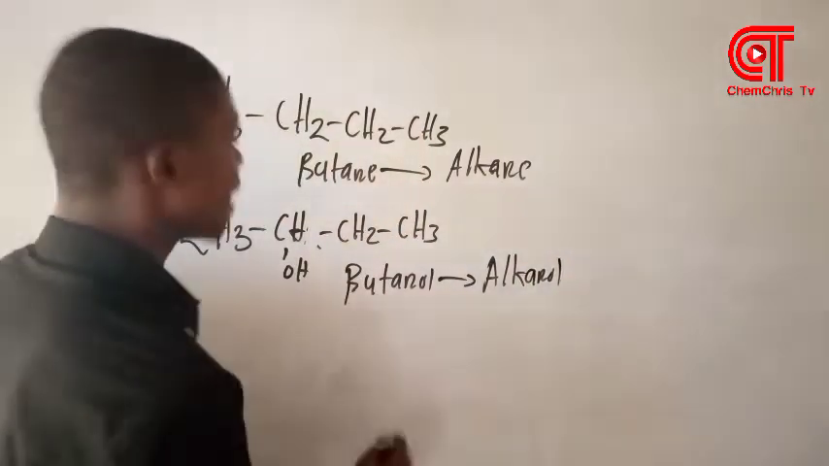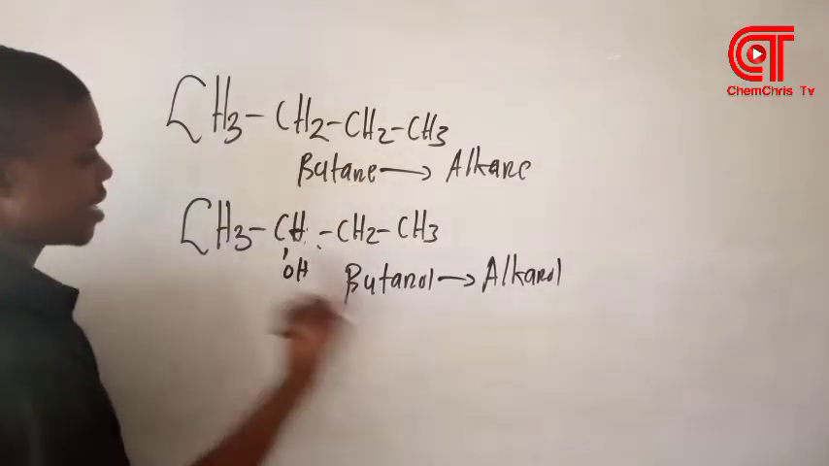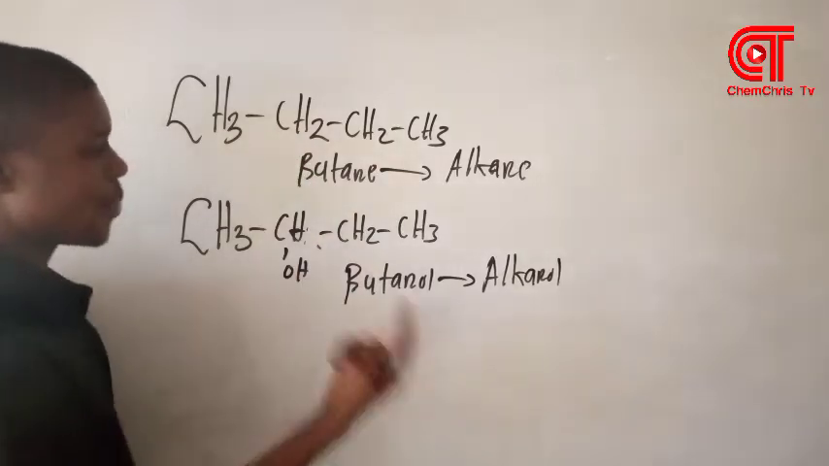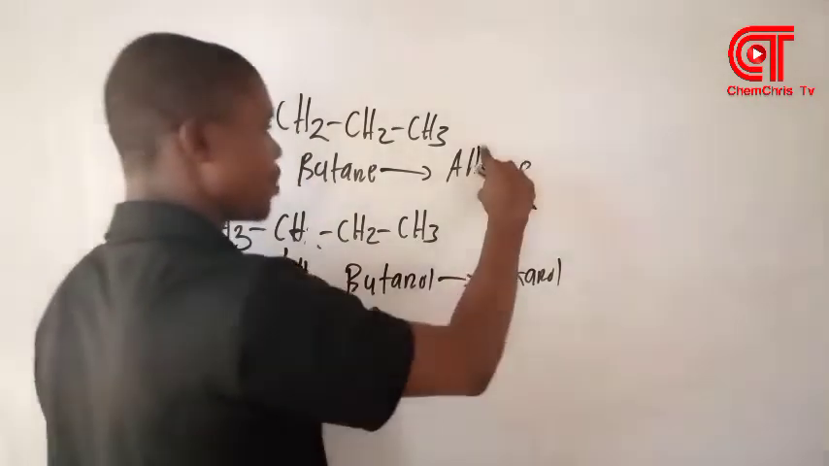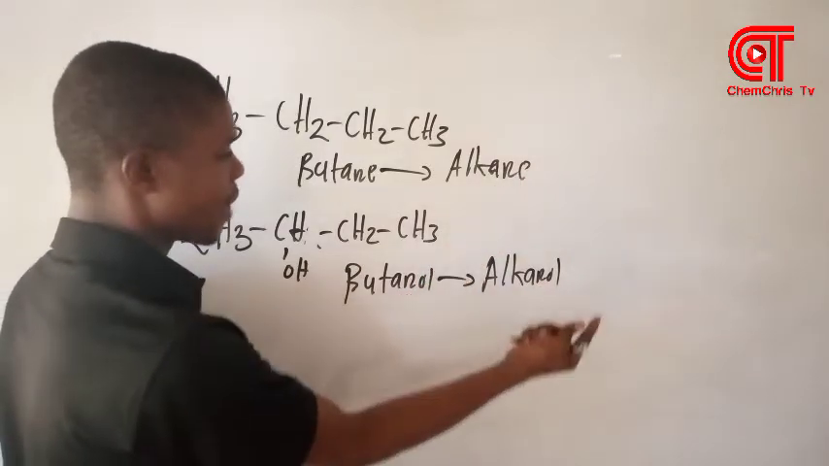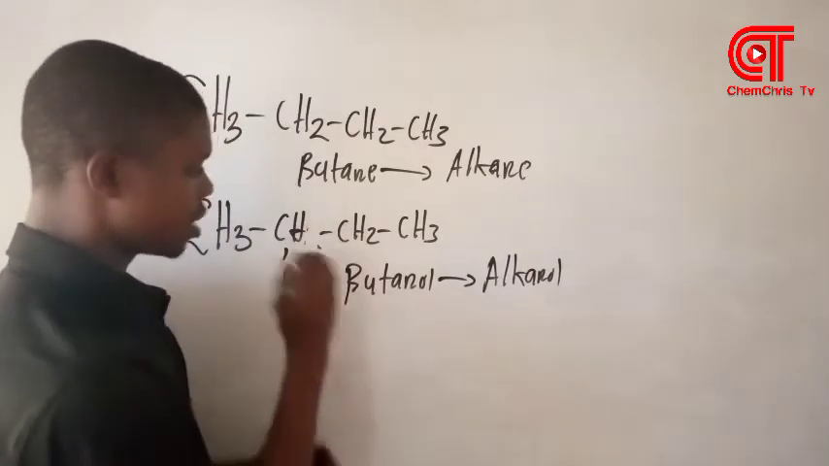Can you see the difference? Here is butane, and here is butanol. The reason it is butanol is because one hydrogen here has been replaced by OH. So the name is also derived from the alkane. When you remove the E, you add OL, and that becomes butanol. Do you get that? This is what you want to know.